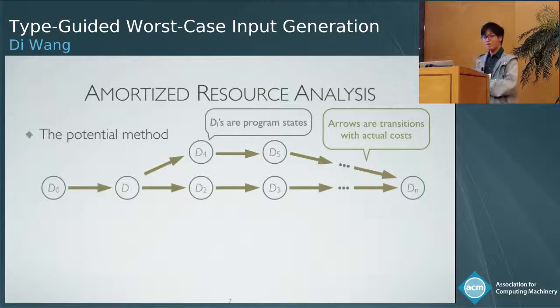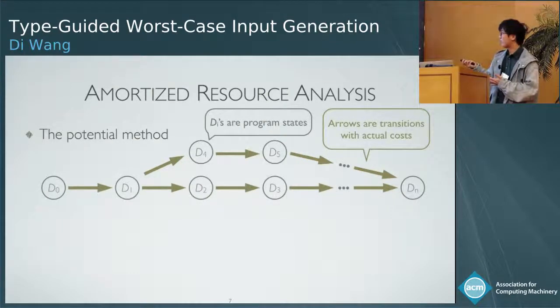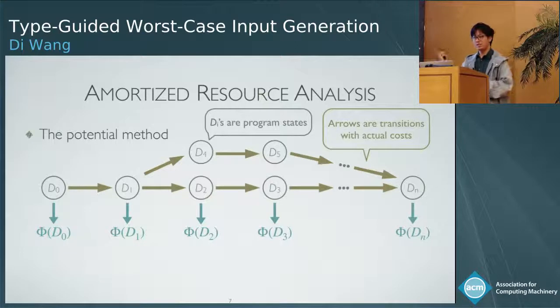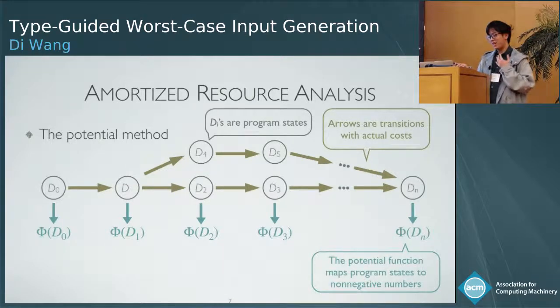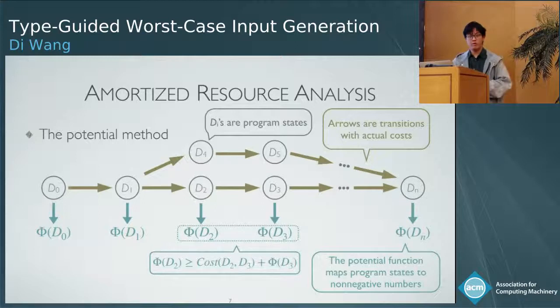Then how can we reason about the performance of this program? We can assign a potential function. Here we use phi as a function, and it assigns a non-negative number to each program state. What's more, we add more constraints on these potentials. Specifically, we require the potential of a program state to be sufficient to pay for the actual cost of the next evaluation step, as well as the potential of the next program state.